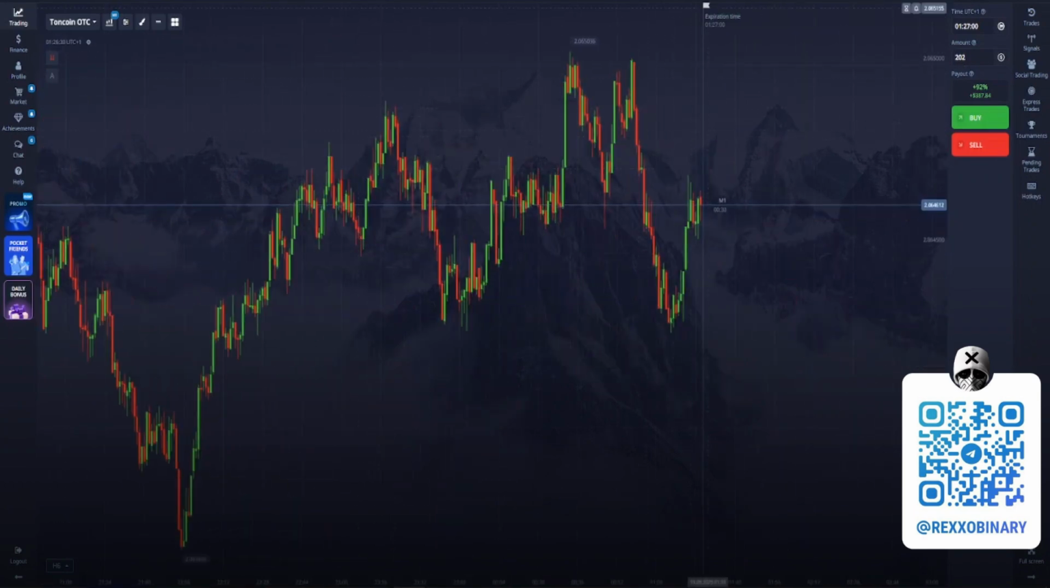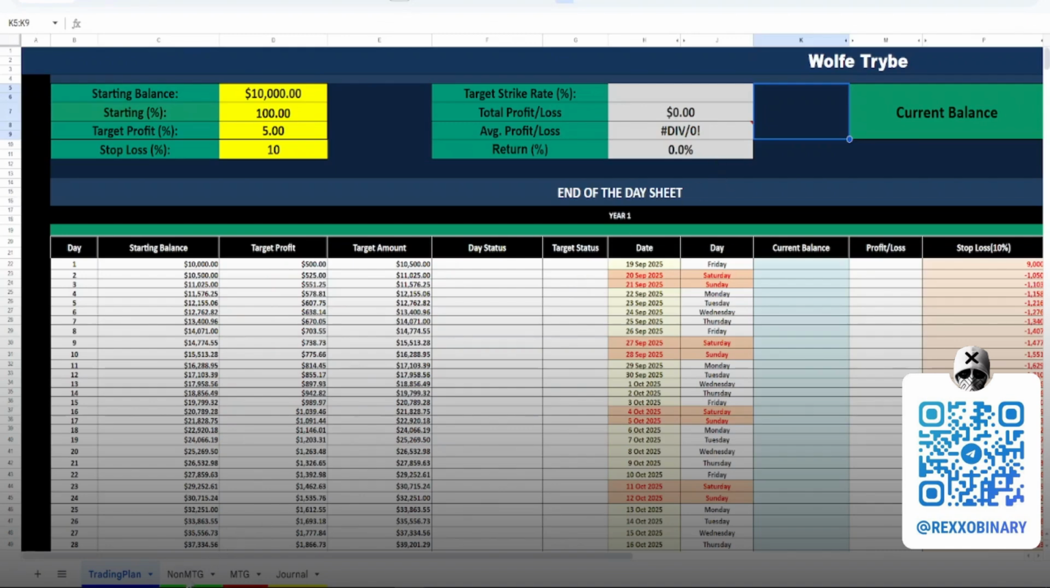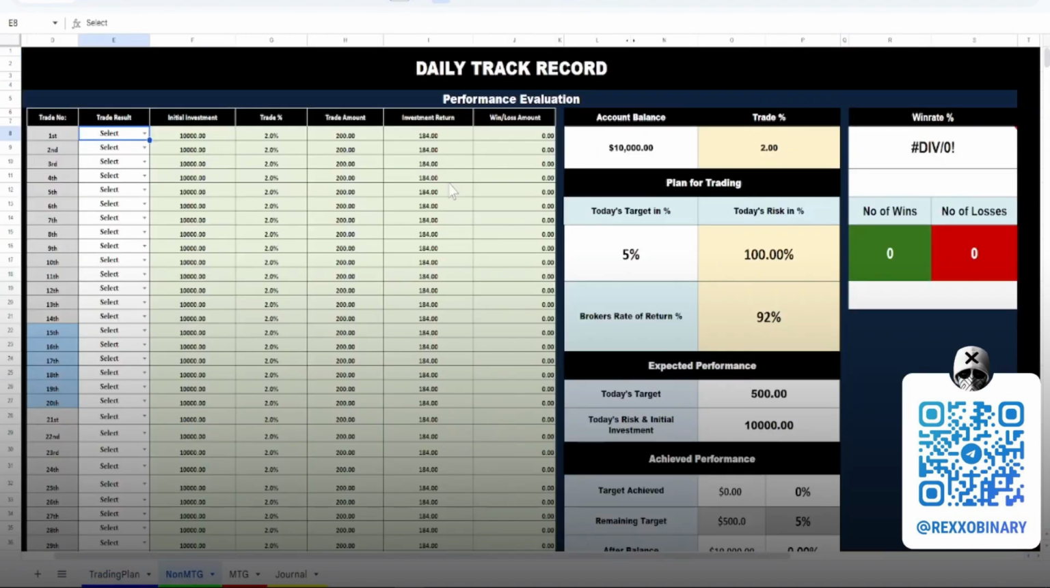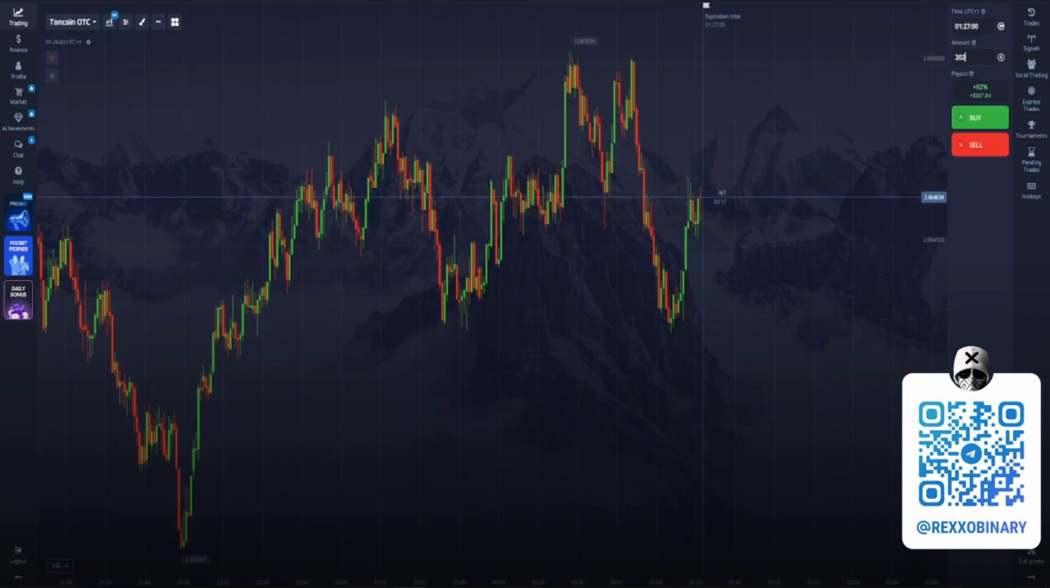So the first thing I have to do is to go to my trade log. So my trade amount is $200 here. So I'm just going to come here and I'll change this to $200. Okay. So let me look for good opportunities.